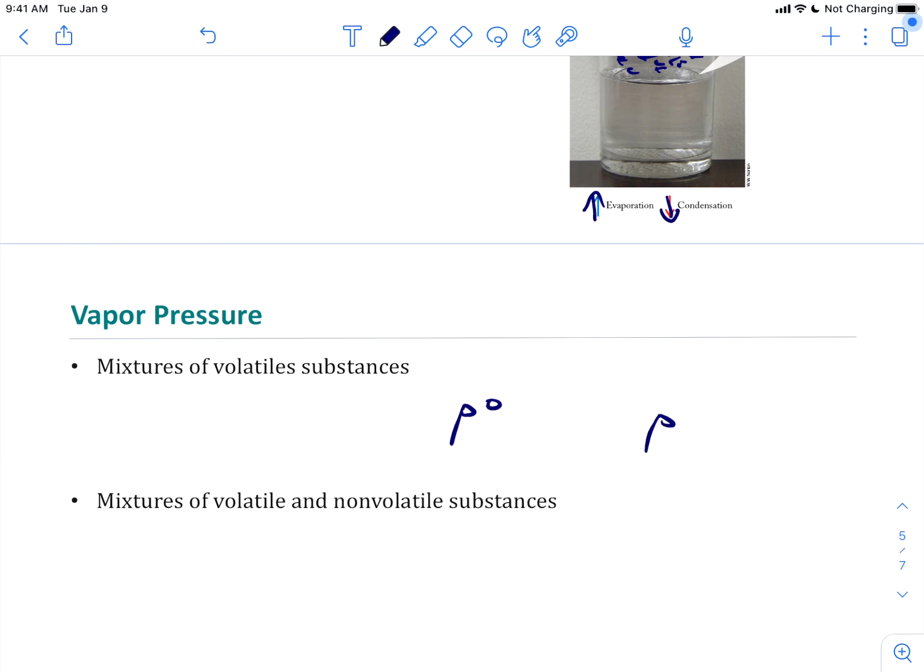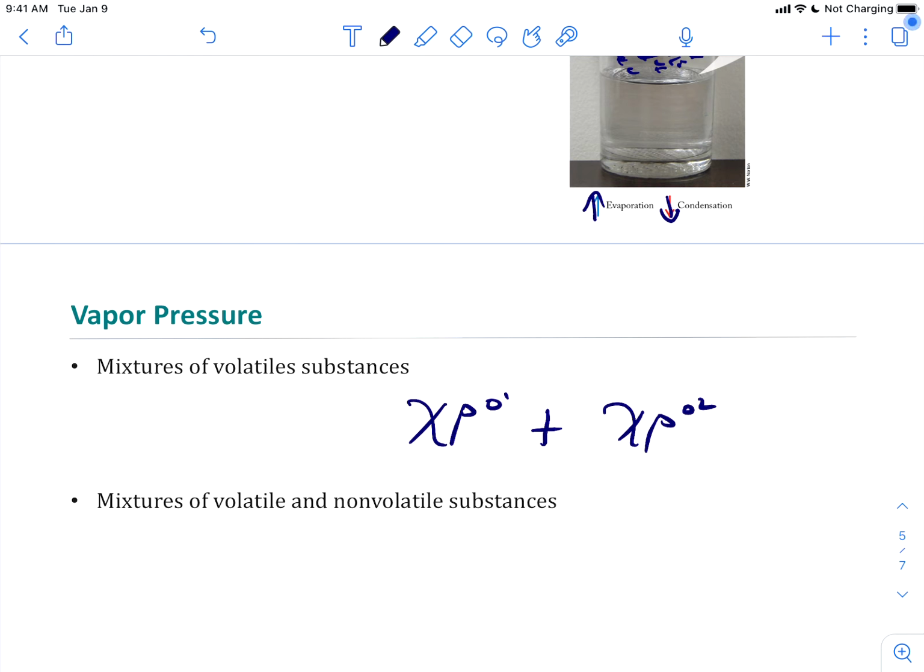We'll just call it P naught, or you can even call it P naught 1 and P naught 2 for the two different substances. That's their vapor pressure. But we want to know what amount of each of those is in the mixture, because that's going to determine how much is in the vapor phase. So we use a mole fraction. You'll see that in your book like this.